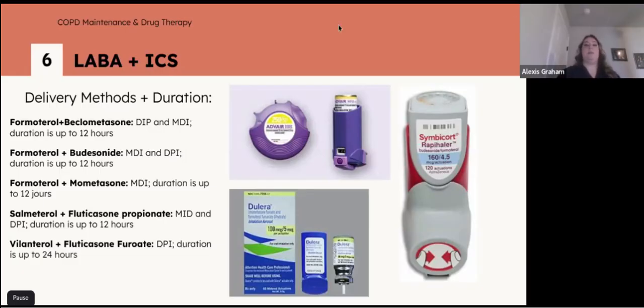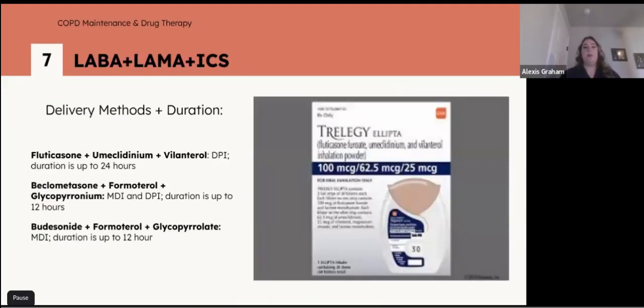And these are just a few that people might see. Advair, Dulera, Symbicort. These are all very popular ones. This is the most common one that you'll see COPDers have. It's the 3-in-1, so Trelegy. So you have 3 different types of drugs in these. Trelegy Ellipta is just the most common one that I've seen.